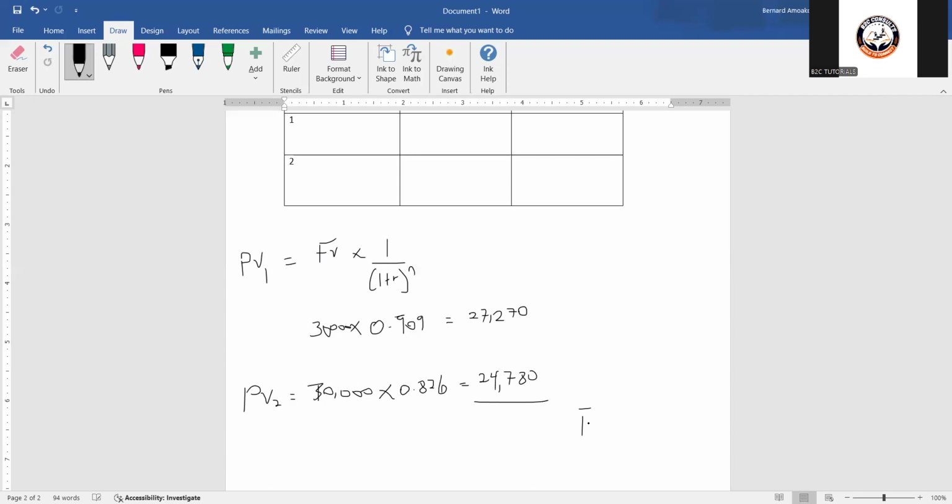Now, when I put these two present values together, that is what gives me the total present value. So the TPV, total present value, is the addition of the two present values for year 1 and for year 2, which automatically gives me 52,050.